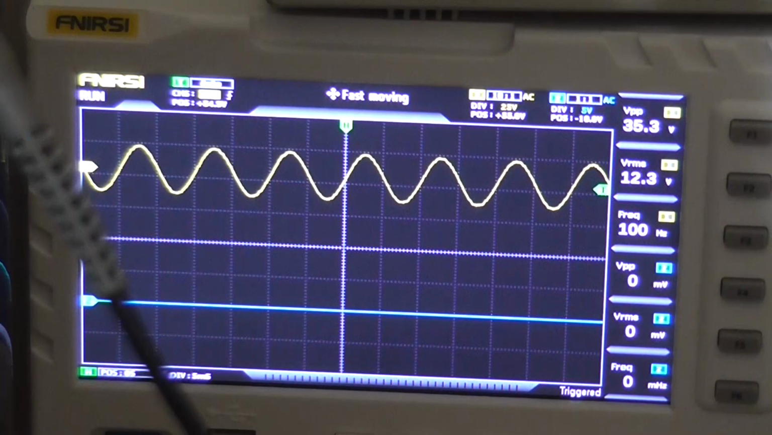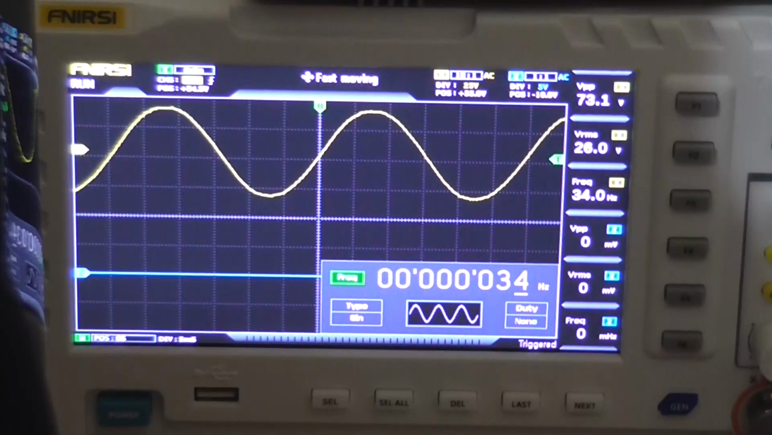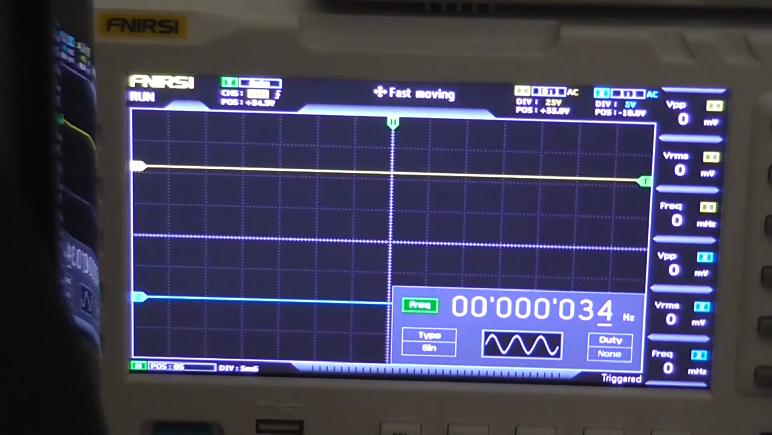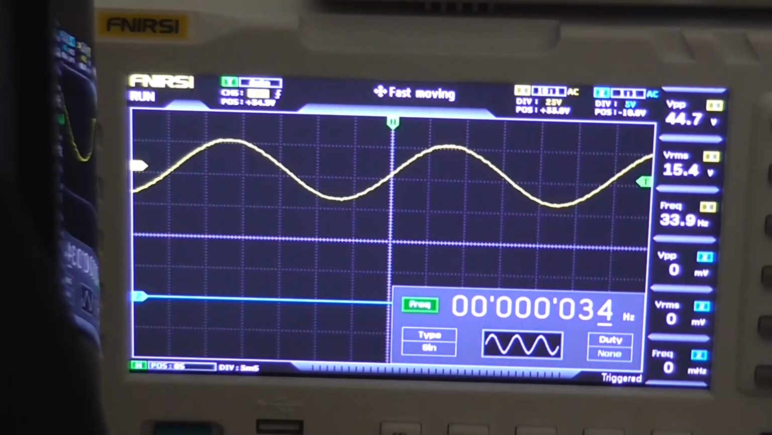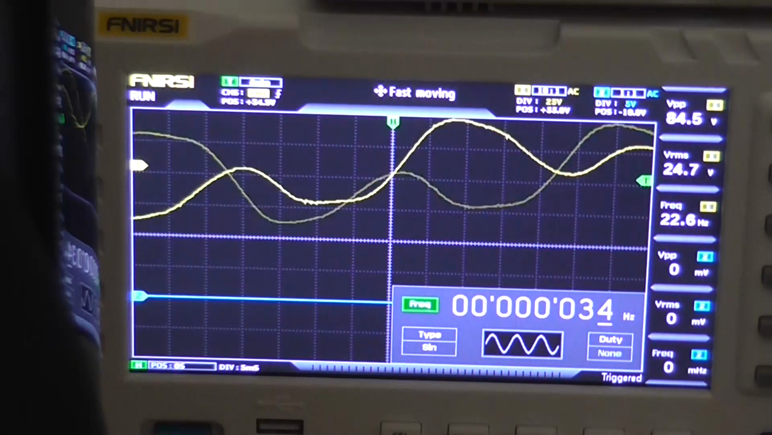We don't appear to be getting much in the way of output. It seems like 72 volt peak to peak is the maximum we can get. Alright, which is only about 80 watts RMS. Yeah, okay. Alright, I've reconfigured it now for 4 ohms. Doesn't appear very stable, does it?